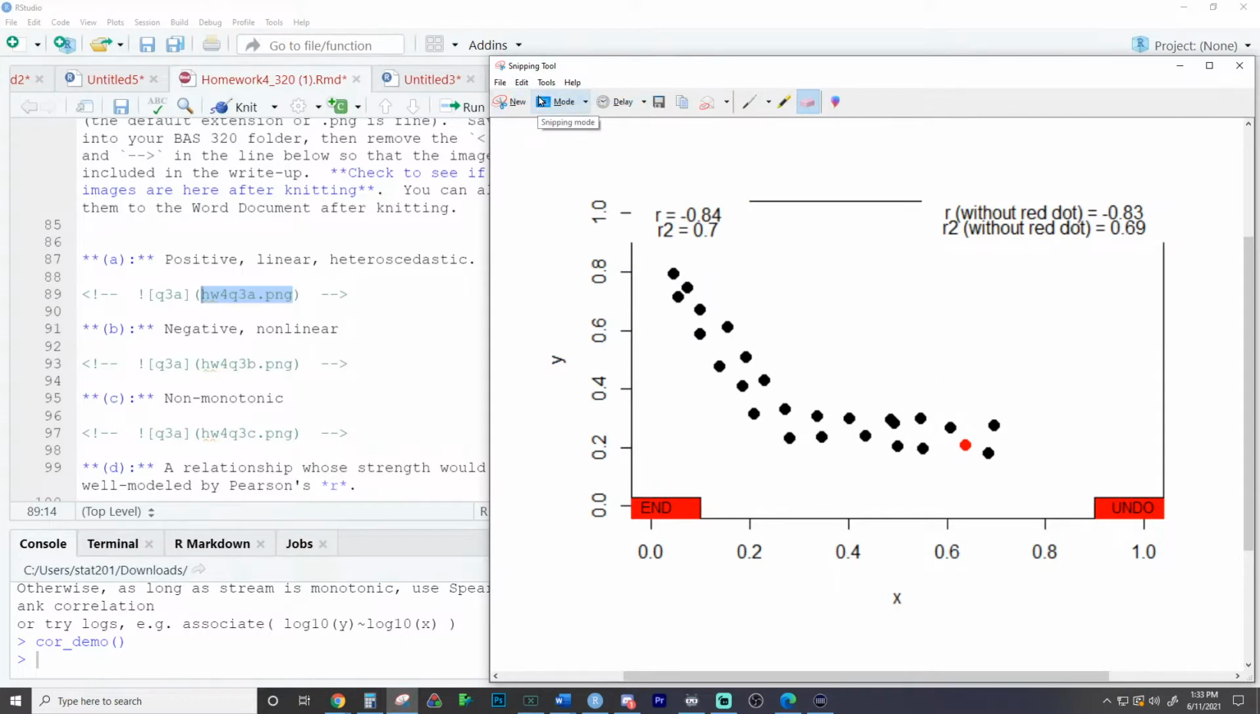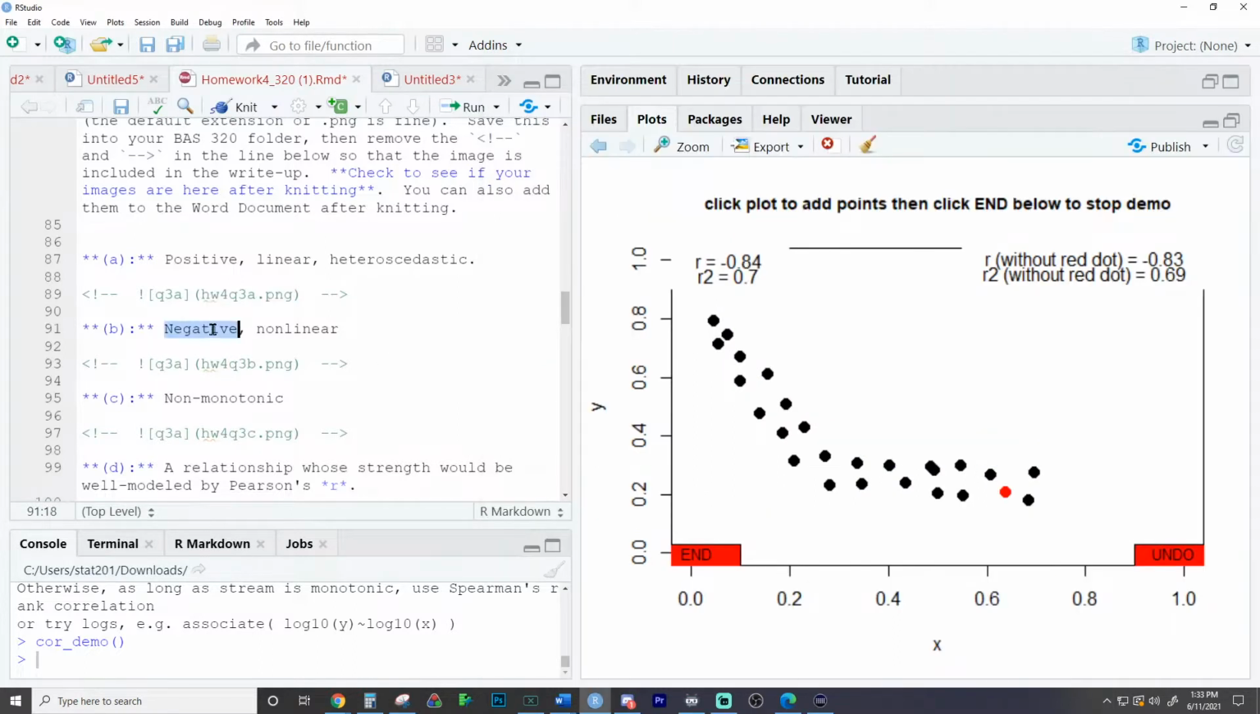That would be negative monotonic, correct? And it's still, so I don't necessarily need to draw on these, but I could. You don't need to do this, but it is monotonic because it goes in one direction right here, and it's not linear. So the key aspect is, is it negative? It is negative because it goes downward. Is it nonlinear? That is correct because it's not well described by just a simple line. It has a negative nonlinear relationship.